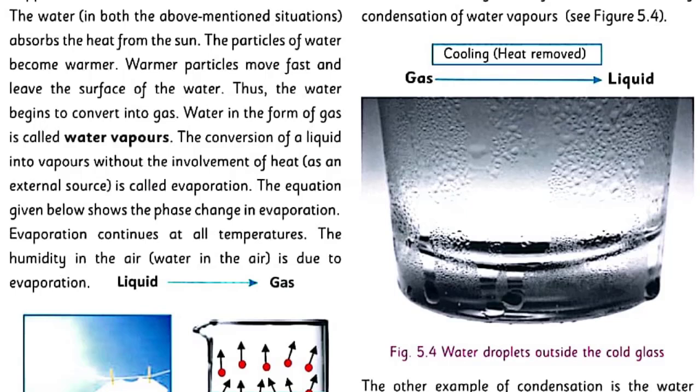The equation given below shows the phase change in evaporation. Evaporation continues at all temperatures. The humidity in the air is due to evaporation. Liquid to gas.